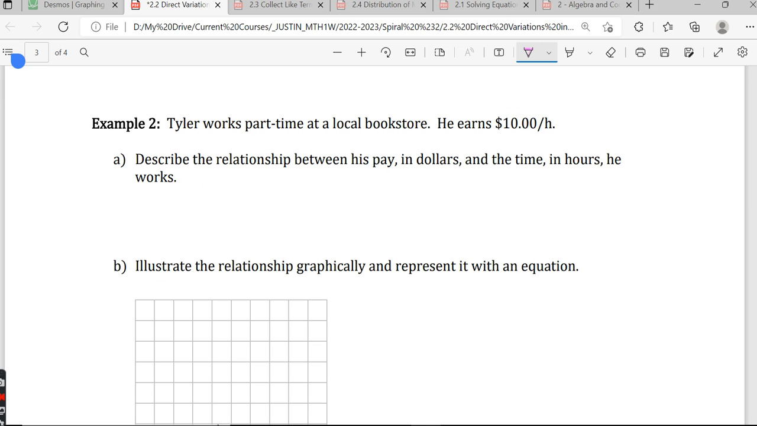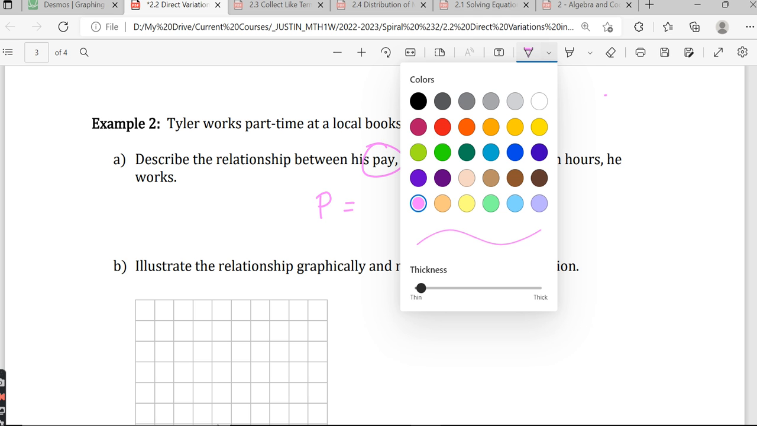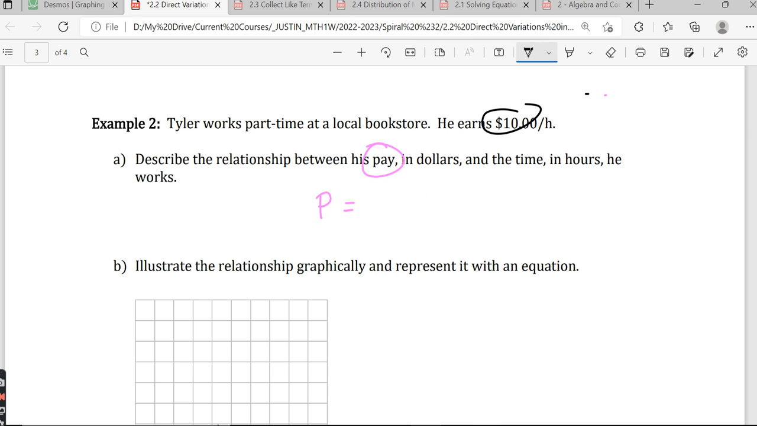Okay, so Tyler works part-time at a local bookstore. He earns $10 an hour. Describe the relationship between his pay in dollars and the time in hours he works. So his pay, let's use P, is equal to 10 times however many hours we work. So I'm going to use T for hours worked, okay? So T is the time in hours worked.